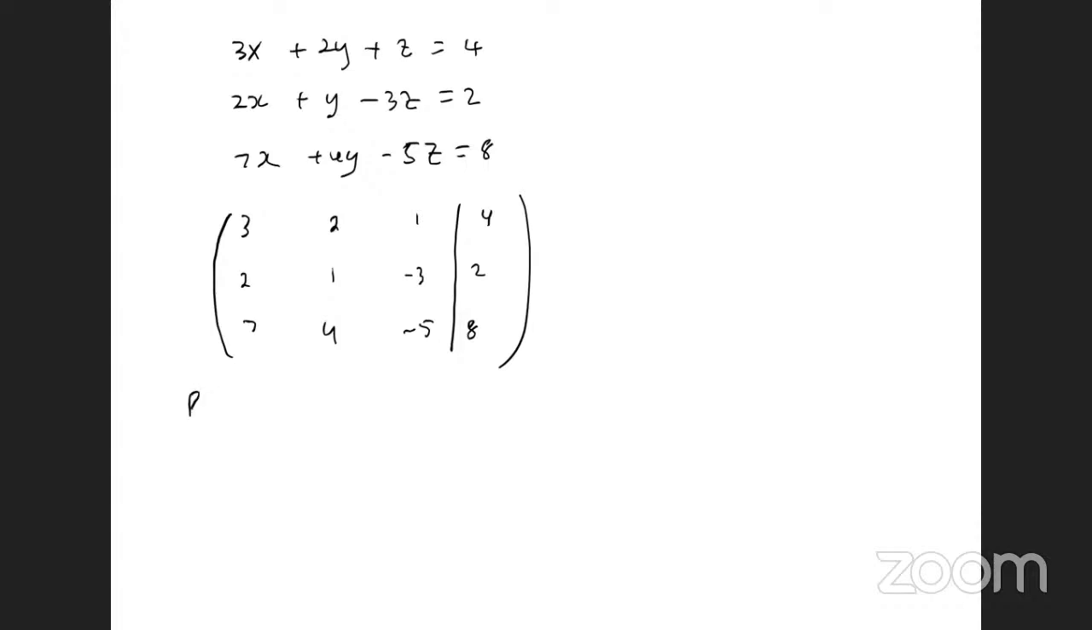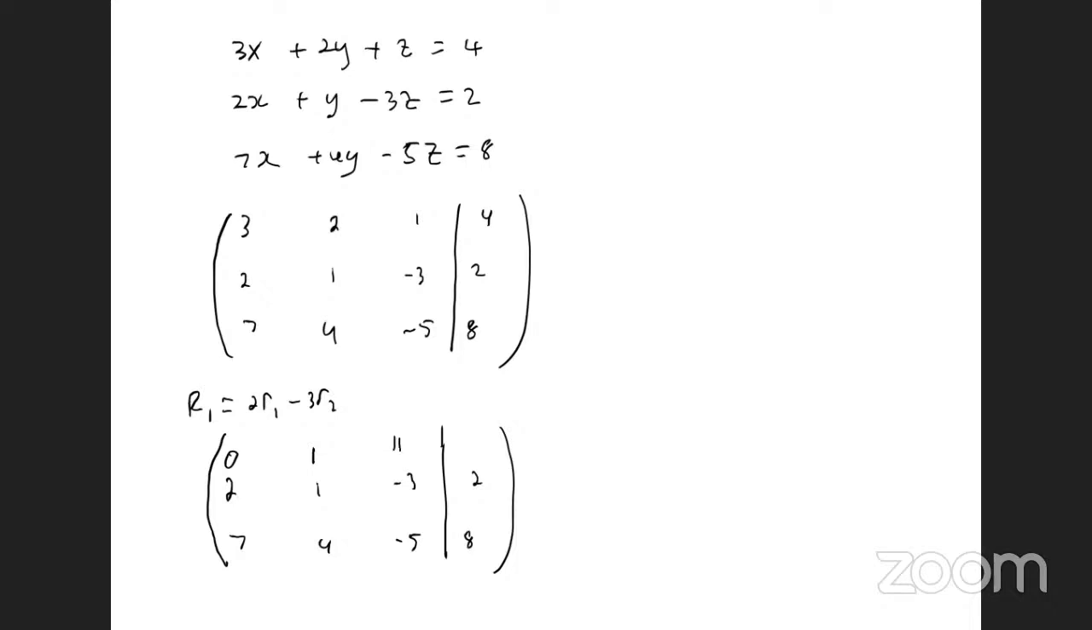So we take row 1, 2 row 1 minus 3 row 2. That's 2, 1 minus 3, 2, 7, 4 minus 5, 8. 2 by 3 is 6 minus 6 is 0. 2 by 2 is 4, 4 minus 3 is 1. 2 by 1 is 2, plus 9 is 11. All together, 2 by 4 is 8, 8 minus 6 is 2. You got that?